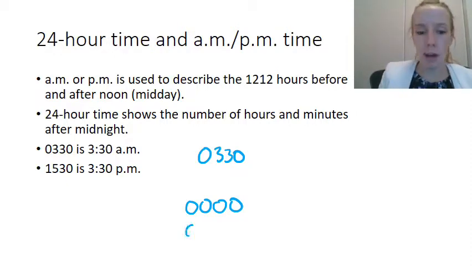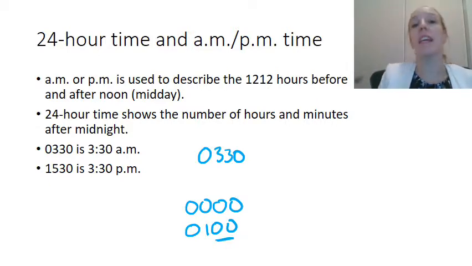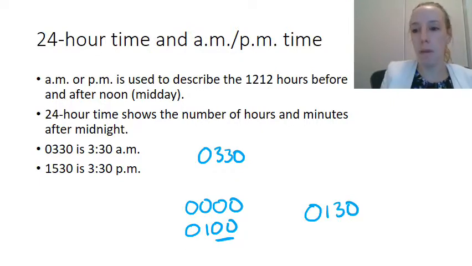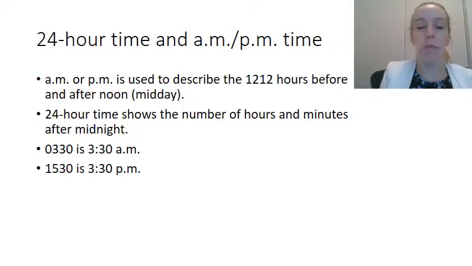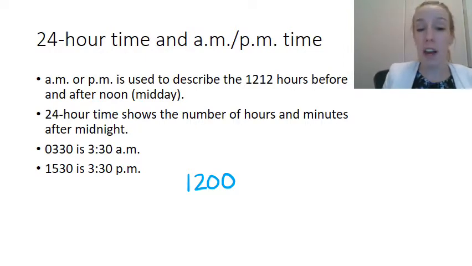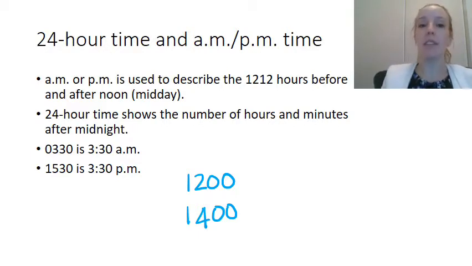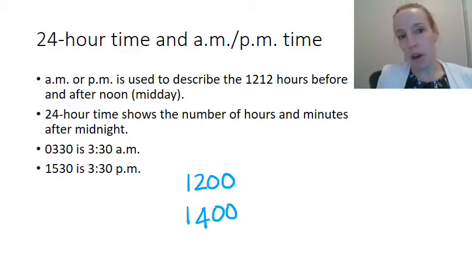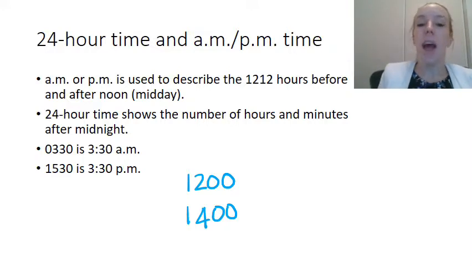1 AM would be 0100 because it's 1 hour after midnight, and these two units here are used for the minutes. So if it was 1:30 AM, it'd be 0130. So it's just showing you how many hours after midnight. So for instance, if it was middle of the day, it'd be 12:00 because it's 12 hours after midnight. If it was 2 o'clock in the afternoon, it'd be 14:00 because that's 14 hours after midnight. So that's how our 24-hour time works. It's just the number of hours and minutes after midnight.